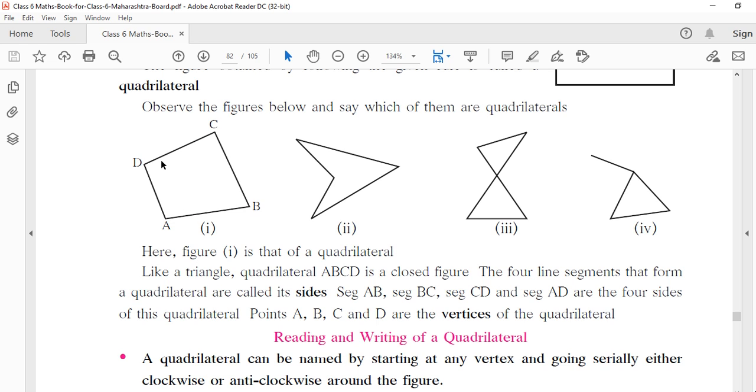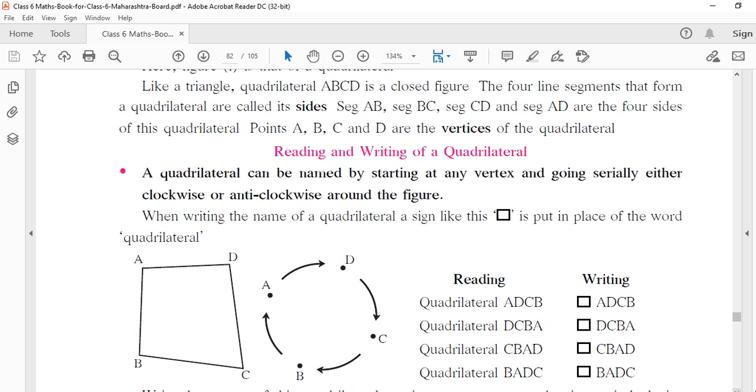In this case, if you have to name these sides, you can name this segment AB, this segment BC, this segment CD, and this segment AD. Now let us understand a few basics of quadrilaterals.